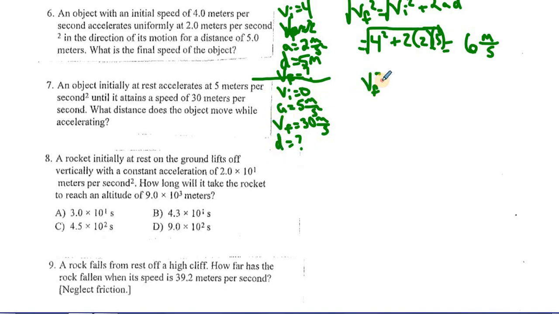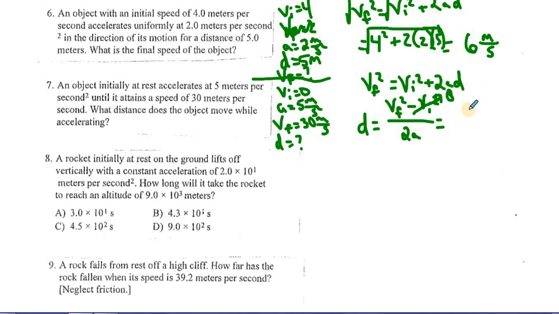So we're dealing with the timeless equation, VF squared equals VI squared plus 2AD. We're solving for distance, so D is equal to, I'm going to do a little bit of algebra all in one step here, VF squared minus VI squared, divided by 2A. Plug in some numbers. My initial velocity is 0, so I'll just get rid of that. So we have 30 squared over 2 times 5. And if you plug that in, you should get 90 meters.